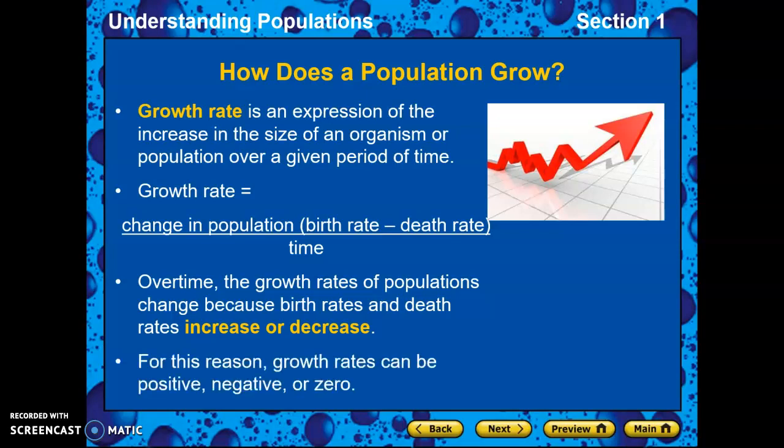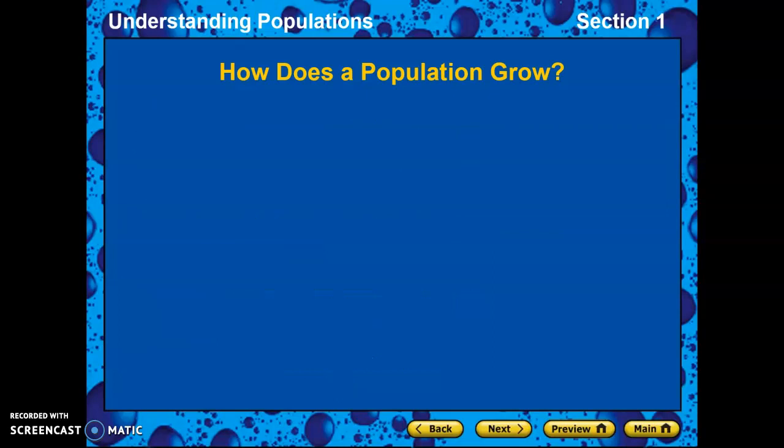So you can have a positive growth rate, you can have a negative growth rate, or you can have a zero growth rate. If the deaths are more than the births, you're going to have a negative growth rate. If the births are higher than the deaths, you'll have a positive growth rate, and if they are equal, you'll have a zero growth rate.